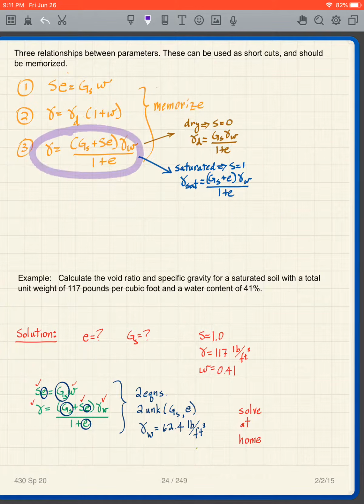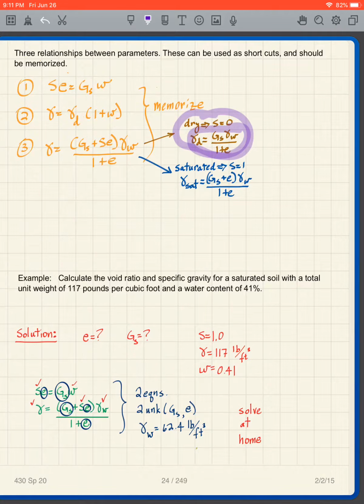Now, this equation leads very quickly to a couple other equations, and that is that if the soil is dry, then S is 0. There's no water, so S is 0. And that means if the soil is dry, we get a gamma d. If S is 0, this equation breaks down to gamma d is equal to G sub S times gamma w, quantity over 1 plus e. If the soil is saturated, then S is equal to 1 in that equation. And we get that gamma saturated is equal to G sub S plus e, quantity times gamma w, all over 1 plus e.